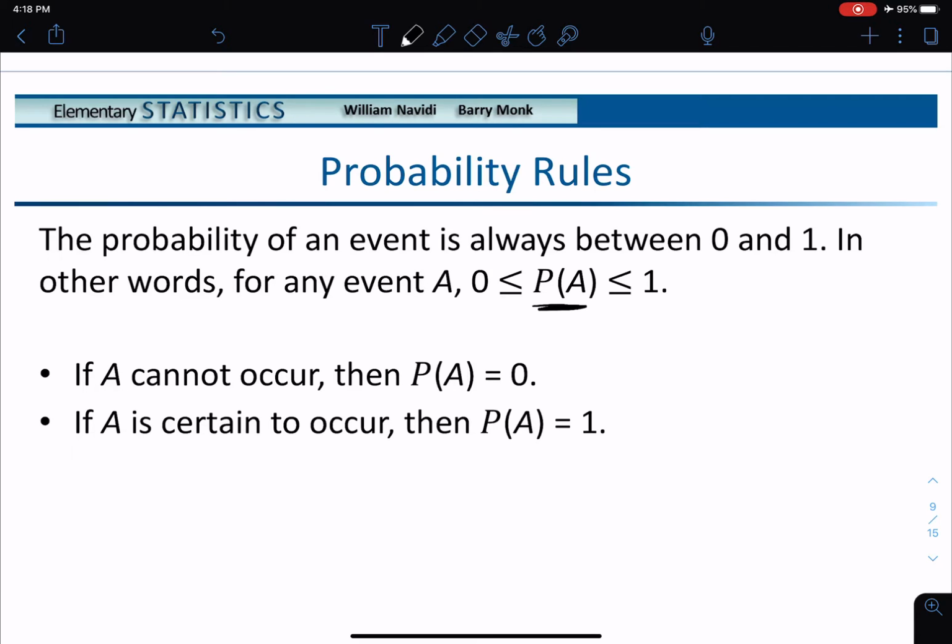Now, if event A cannot occur at all, we say the probability of event A is 0. It has no chance of occurring. And if A is certain to occur, it's going to happen 100% of the time, the probability of A equals 1. And by the way, 1 written as a percent is 100%, right? So when you see 1, that's 100%.